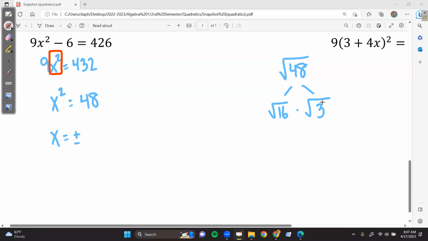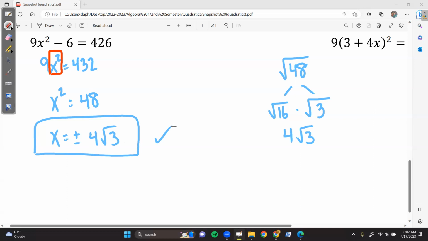I see a number and I know what to do. That's why we practice. So 16 and 3 are the best combo for 48. 16 is rooted, so it becomes a 4. And then I just write 4 root 3, and I put a box around this, and I am done. So my answers are 4 root 3 and -4 root 3. Good.